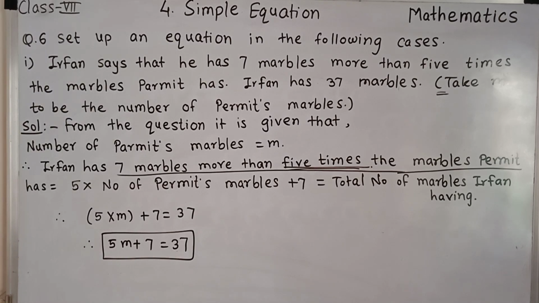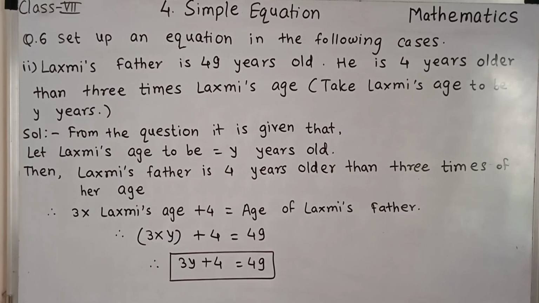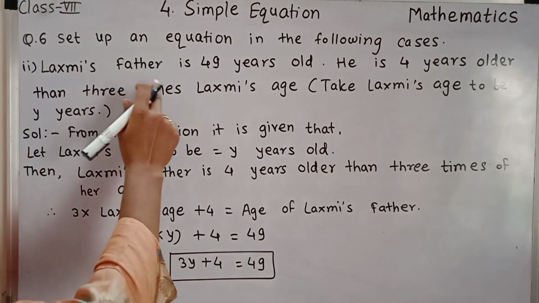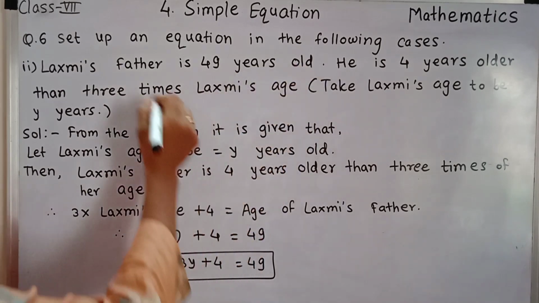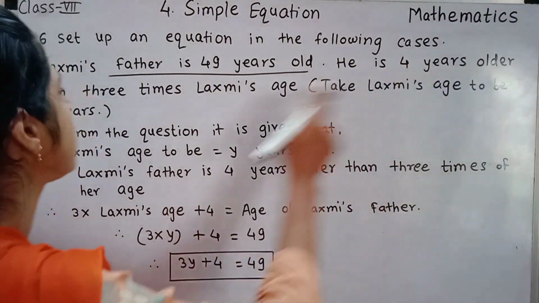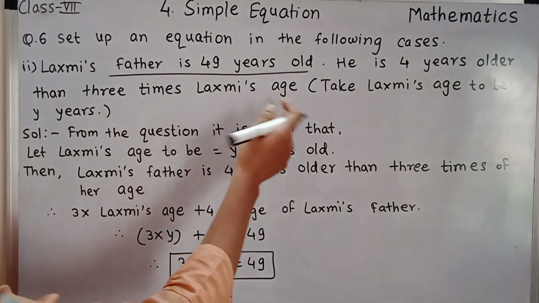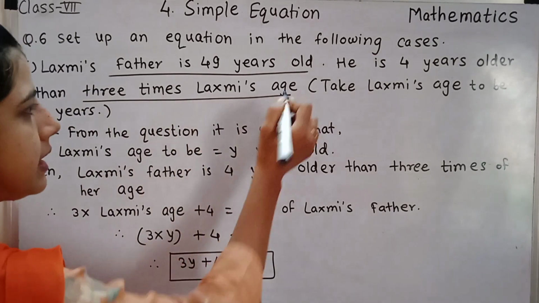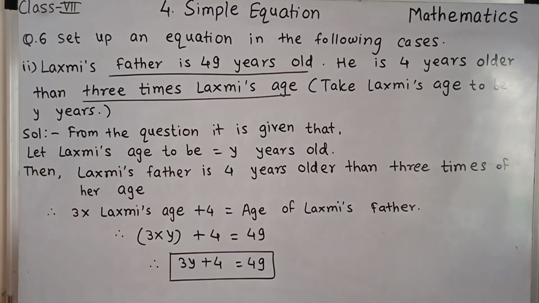Now moving to the next example, that is example number 2. Lakshmi's father is 49 years old. So this is the given thing. Yes. Lakshmi's father's age is what? 49 years old. He is 4 years older than 3 times Lakshmi's age. Whatever Lakshmi's age is, multiply it by 3 times and if I add 4 to it, what will we get? We will get her father's age.